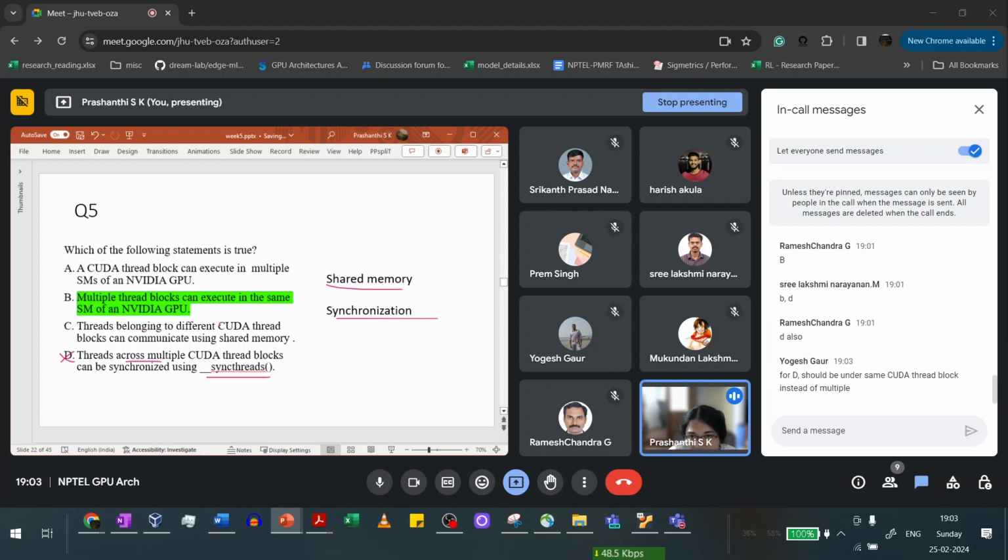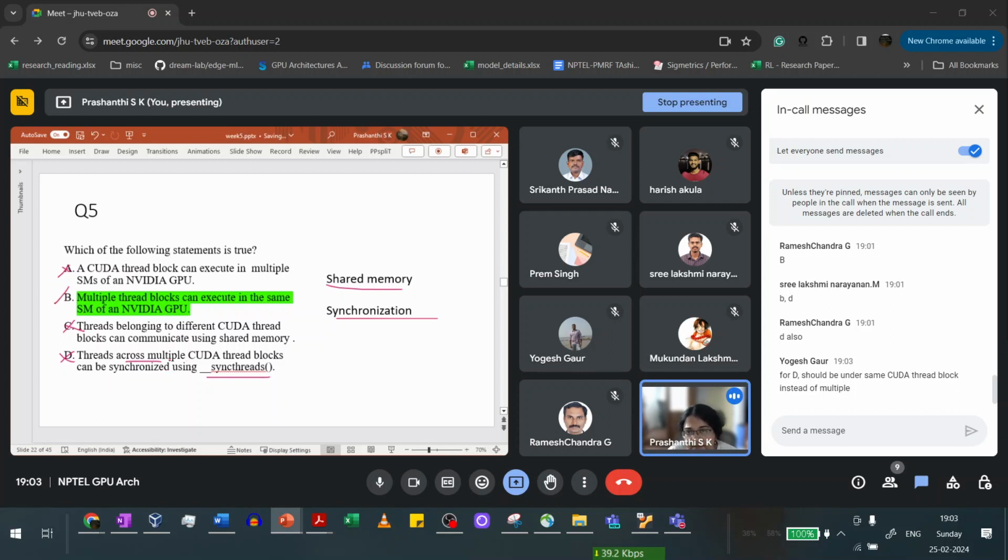Similarly, threads belonging to different thread blocks can communicate using shared memory is also false. Again, it's only within the same block. Now coming back to this part, a CUDA thread block can execute in multiple SMs of an NVIDIA GPU. This is false. We just discussed it in this week's revision, right? One block cannot be split across multiple SMs, but on the contrary, you can have multiple blocks executing on the same SM. So B is the only correct answer.